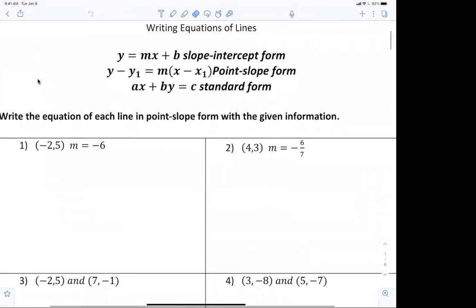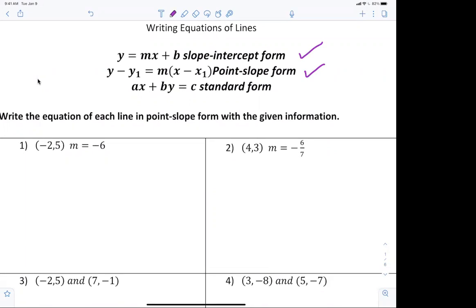It's still writing equations of lines, but I want everybody to put a little check by, we did slope intercept form. We did point slope form. And now we have something called standard form.